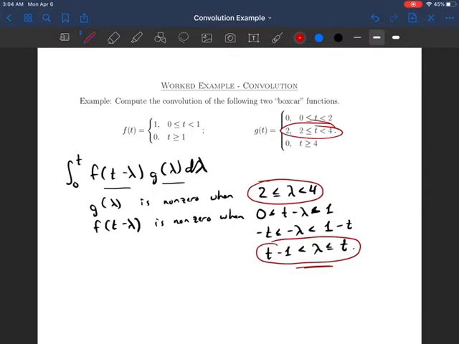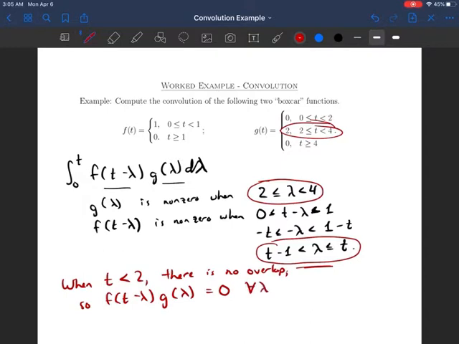So this is an interval. The second one is an interval that's going to be changing as t changes. And so let's think about when that's going to happen. So if t is between 0 and 1, when t is less than 2, there is no overlap. So f of t minus lambda times g of lambda is equal to 0 for all lambda. So the integral will be 0. So f star g of t is equal to 0 for 0 less than or equal to t less than 2.